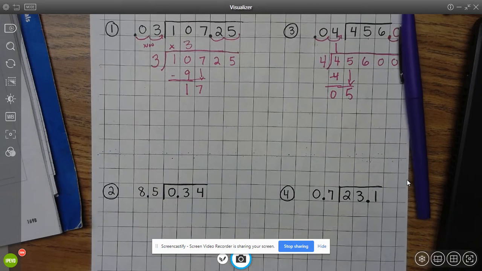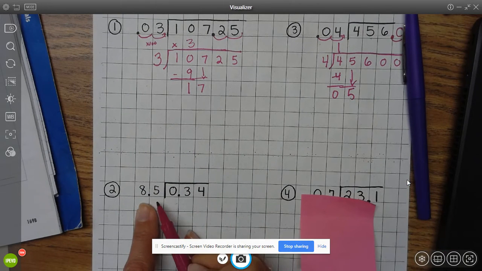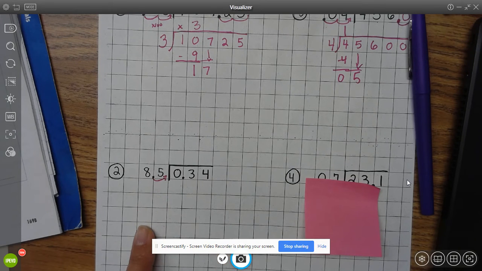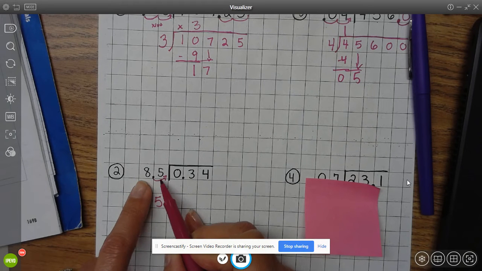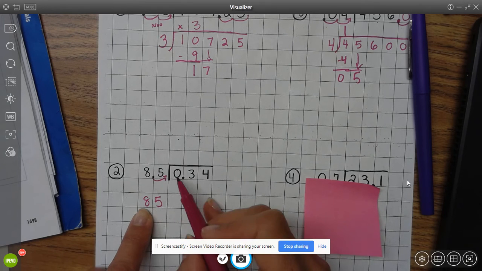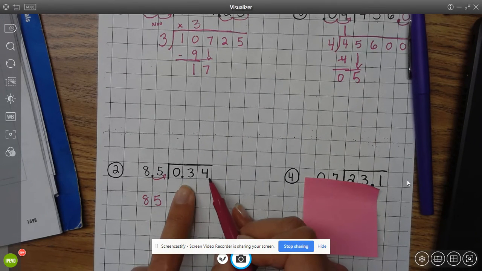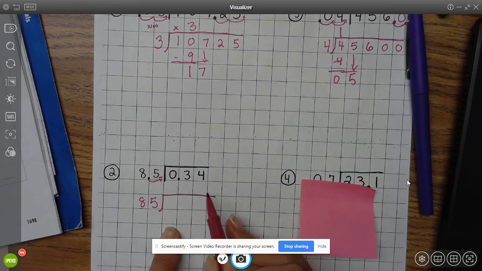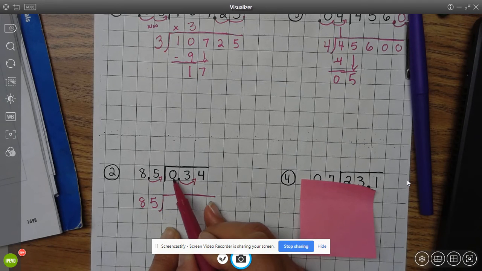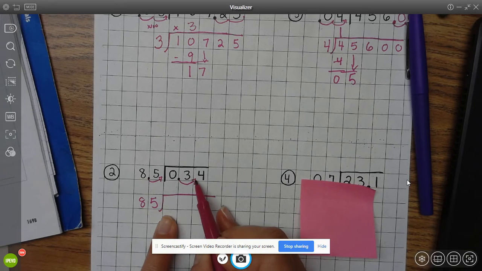Oops, I kind of skipped there, didn't I? Number 2. 8 and 5 tenths. I need to move this decimal point over 1 time to make it 85, which in essence means 8 and 5 tenths times 10 equals 85. So I'm multiplying this by 10. I need to multiply this by 10. So if I move this decimal point over 1 time as my shortcut, I'm going to move this decimal point over 1 time. I no longer need to put a 0 here because it's a whole number. It doesn't add anything.